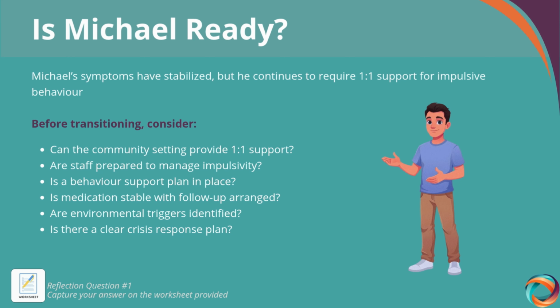Before determining readiness, we would need to consider whether the community setting can provide that level of staffing, whether staff are trained to manage his impulsivity, whether a behavior support plan is in place, and whether all the environmental triggers have been addressed. We would also want to ensure medication stability, follow-up supports, and a clear crisis response plan. These factors help determine whether the transition is safe and sustainable. This is where we begin to see the difference between clinical stability and true readiness.